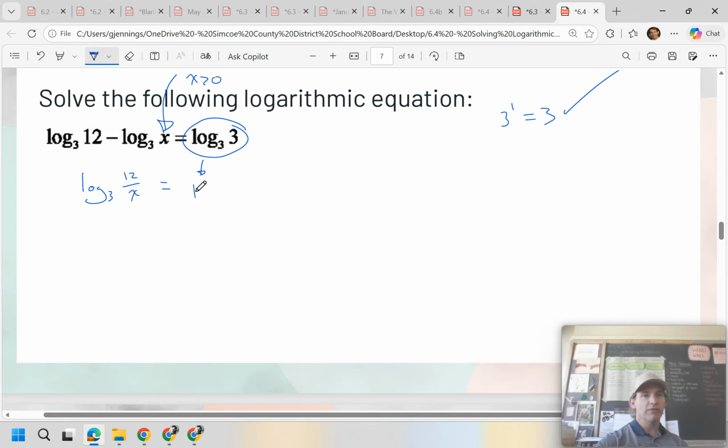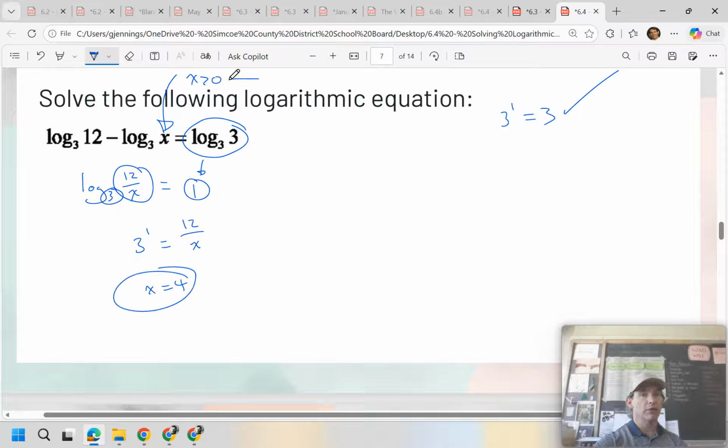Good. So if that's 1, now we can use our whole thing here, which is to say 3 to the power 1 equals this. So write that out. 3 to the power 1 equals 12 over x. 3 to the power 1 happens to be 3. So then this can rearrange and give us x equals 4. Do you agree? I hope you agree. Do you agree that x equals 4 is greater than 0? Sure. Yeah, that's fine.